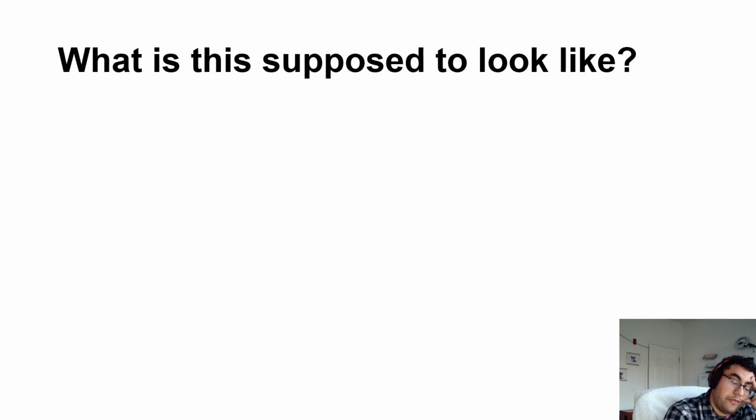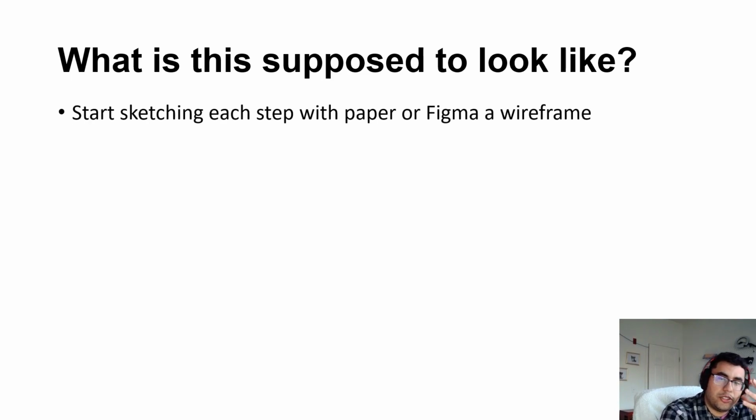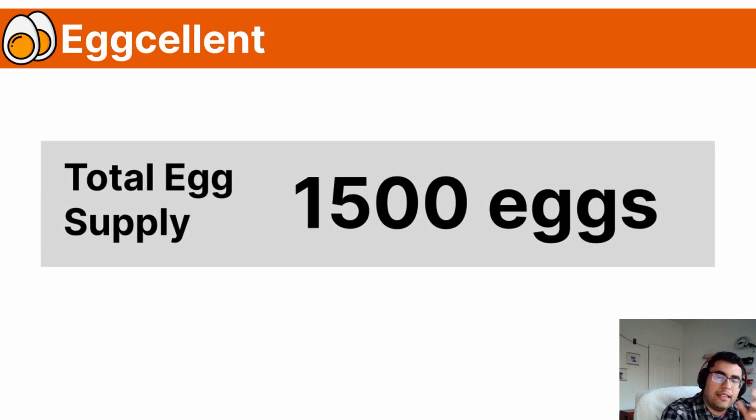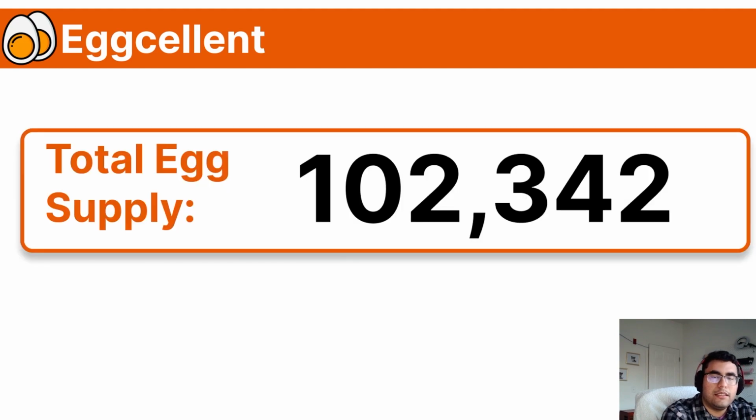And then you need to ask yourself, what does this look like? So you'll start sketching on paper or Figma. You'll sketch a wireframe. This is where a UX designer would give you some drafts of what this egg collecting app, egg management app, egg farmer app, whatever we might call it, might look like. Then you might do some draft wireframes. Okay, total egg supply, 1,500 eggs. Okay, we iterate. The UI designer gives us a better design.